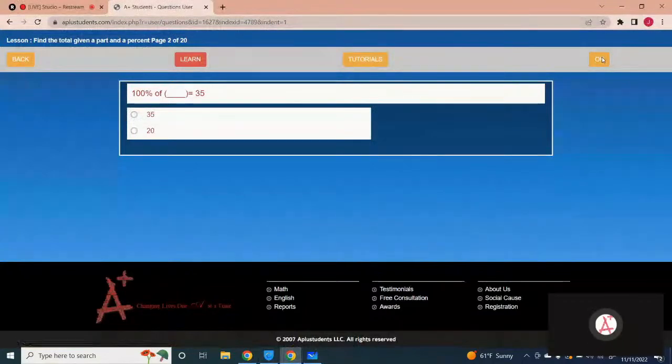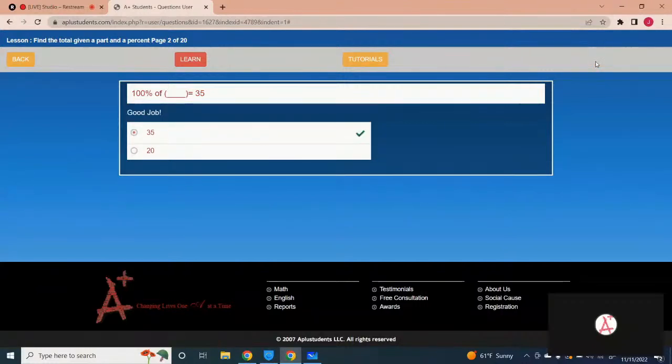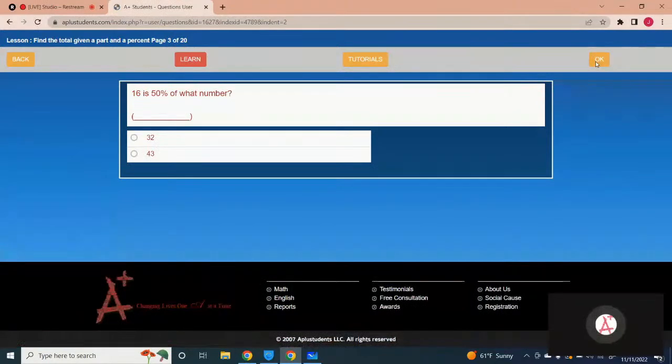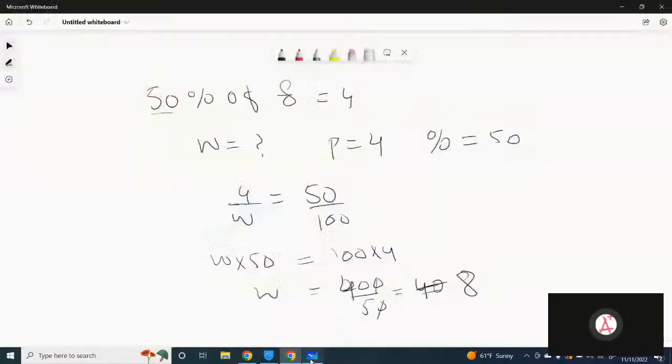Okay, the next one is 100% of what number equals 35. So 100% means the complete number, the entire number. So 100% of 35 is 35. Got it? Okay, the next one is 16 is 50% of what number? 50% means half. So 16 is half of what number? 16 is 50% of 32, but let's just use calculations and find the value. Got it?